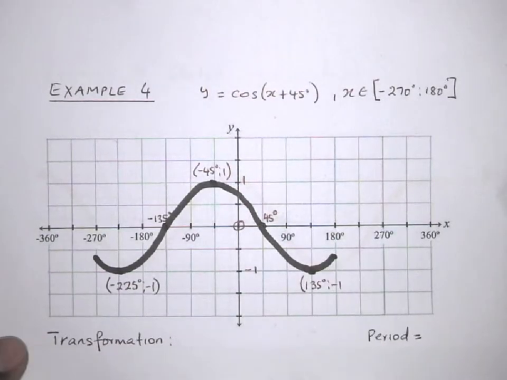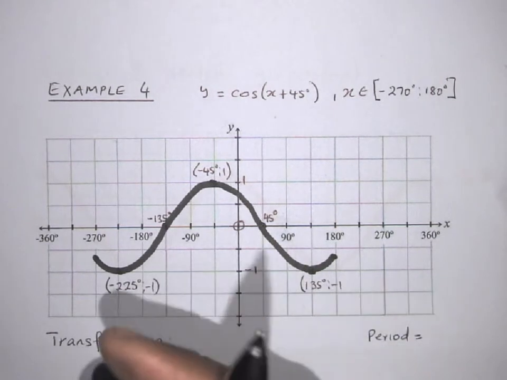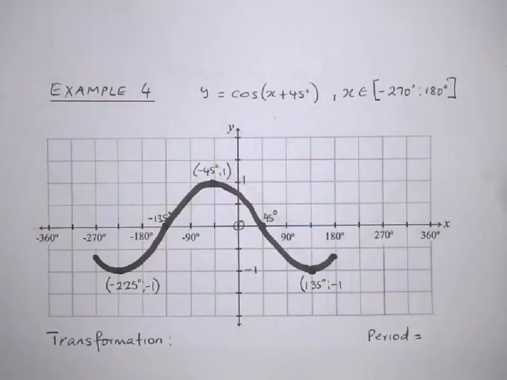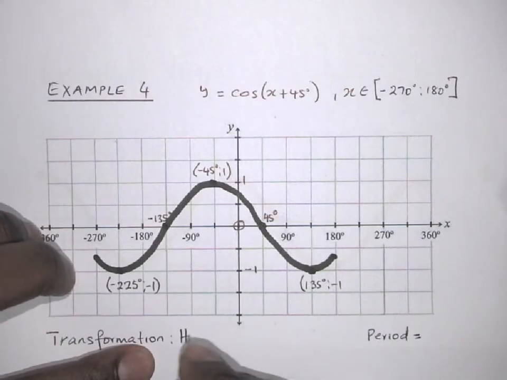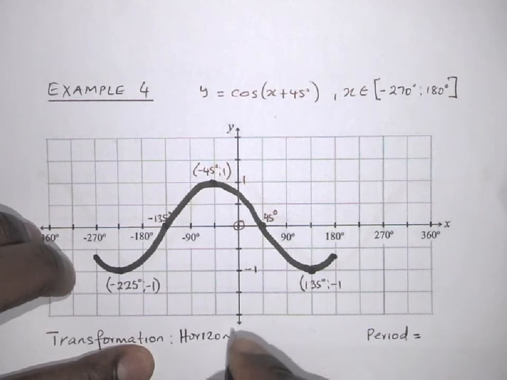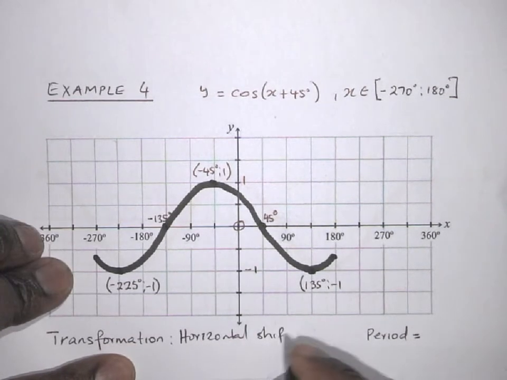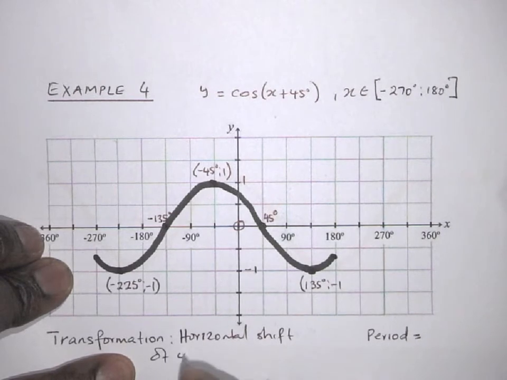Okay, now answer the question. What type of transformation? We saw that the graph was shifted horizontally 45 degrees to the left. So the kind of transformation we'll say here is a horizontal shift of 45 degrees to the left.